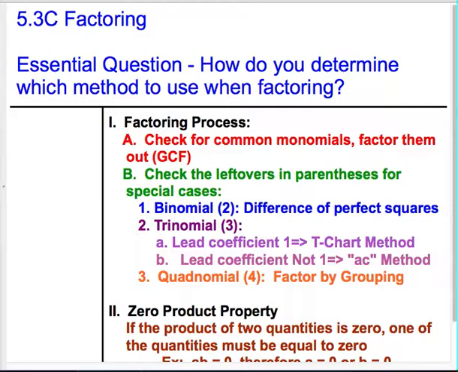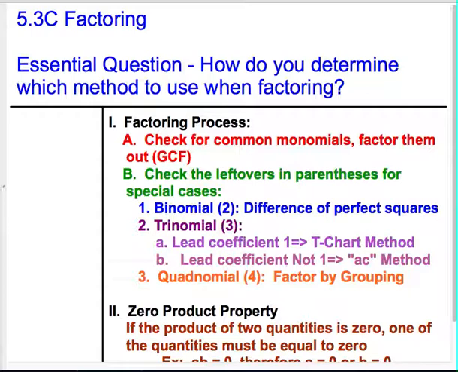Types of factoring that we've seen. So the first thing you see on the screen here is the process for factoring. The first thing that you want to do when you factor is always to check for the greatest common factor to see if you can pull anything out of every term. Once you do that, check what's left over in the parentheses for any of the special cases we've looked at.